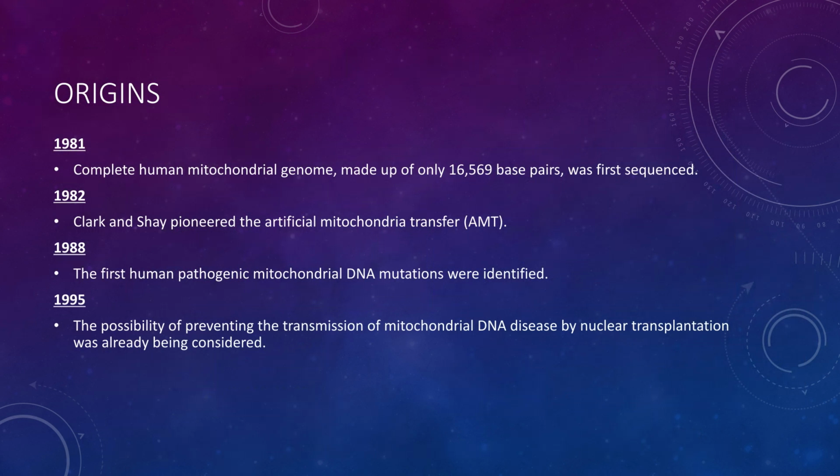Around the same time, in an entirely unrelated area of research, the technique of nuclear transplantation between mouse embryos was described. The first human pathogenic mitochondrial DNA mutations were identified in 1988, and by 1995, the possibility of preventing the transmission of mitochondrial DNA disease by nuclear transplantation was already being considered.